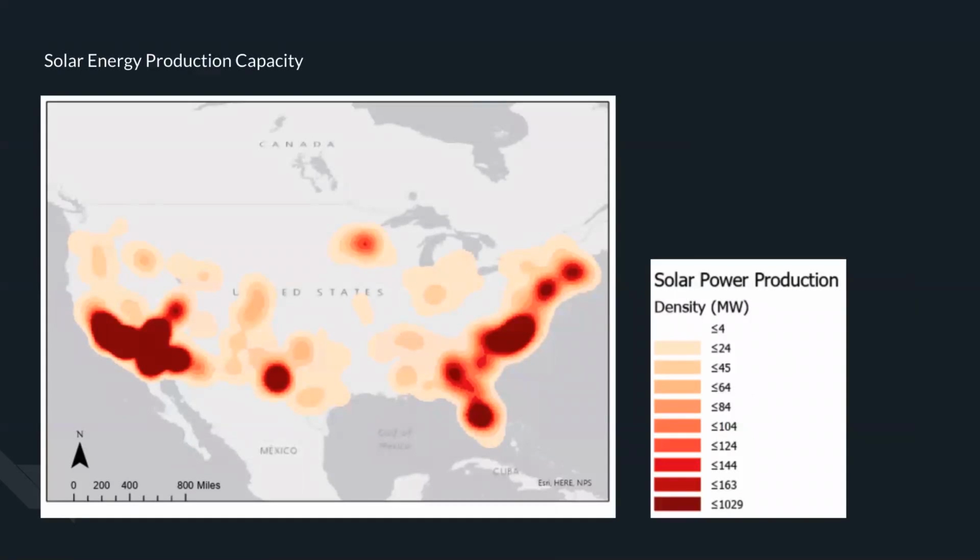This kernel density map highlights that the Southwest United States currently dominates solar power production. California in specific is the top generator of solar power in the country. It produces 33% of the country's solar power at 2,855 megawatt hours. This state was ahead of other states in terms of utilizing solar power as renewable energy.